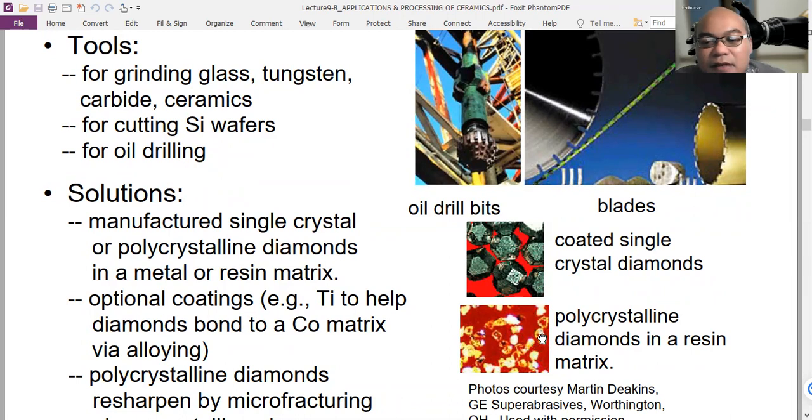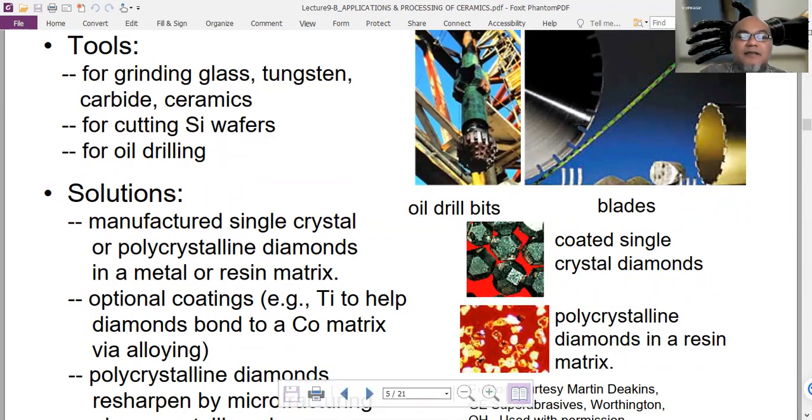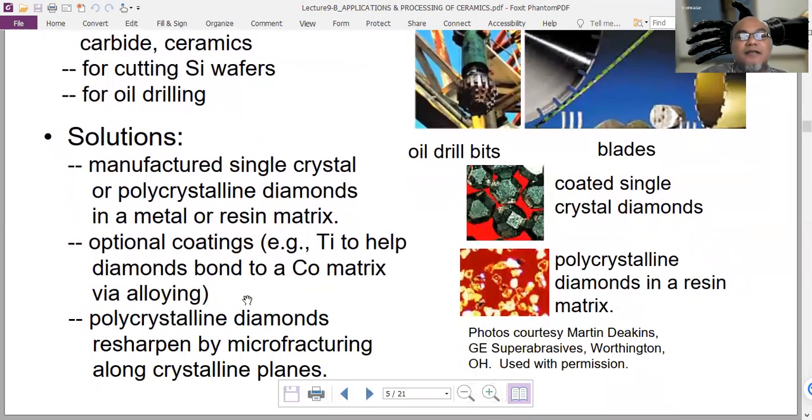yes, they are in resin. The resin becomes the matrix. The diamond is inside that matrix. Polycrystalline diamond is resharpened by microfracturing along the crystalline planes.